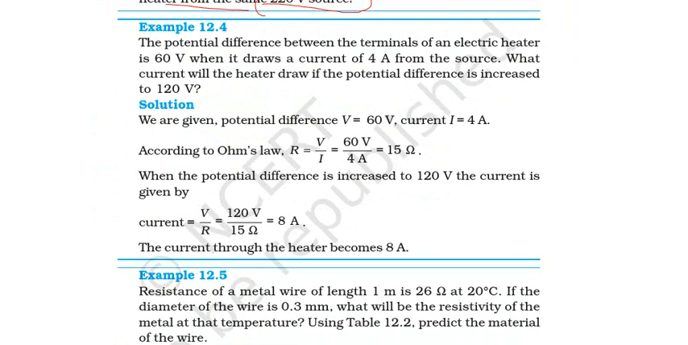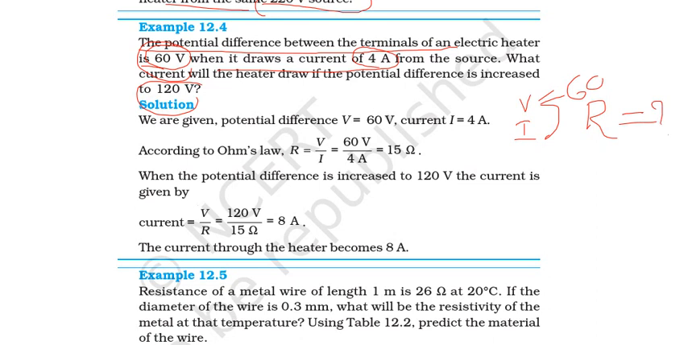Yes, see the next question. The potential difference between the terminals of an electric heater is given in volts, so they gave the V value. When it draws a current in amperes, they gave the I value. Then the potential difference is increased from the initial value to another value. So from the first condition you find the R value. In the first condition V is 60, find the R value. The I value is the same, that is 4 amperes, right?